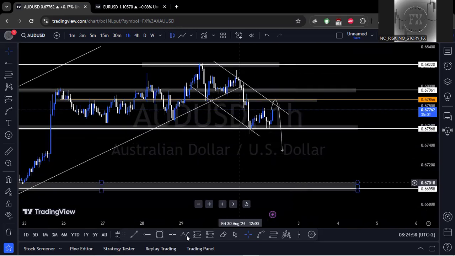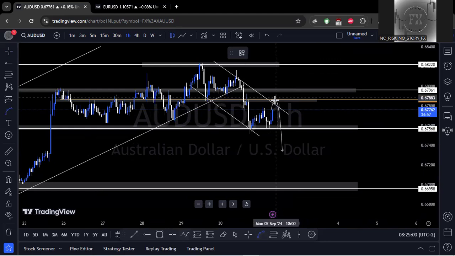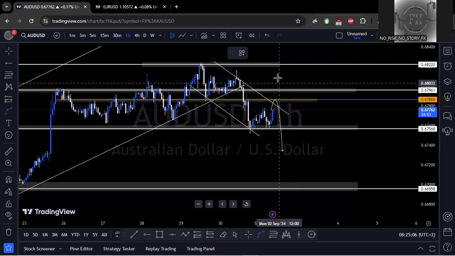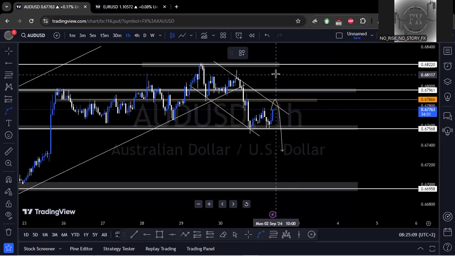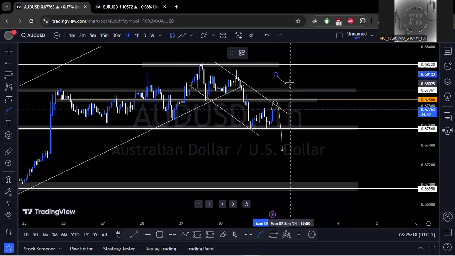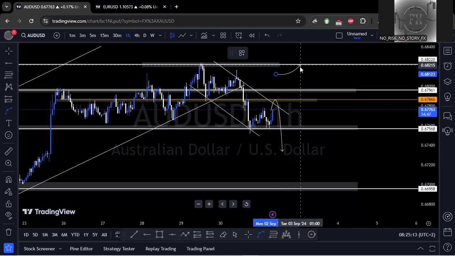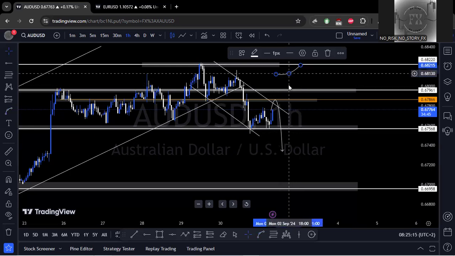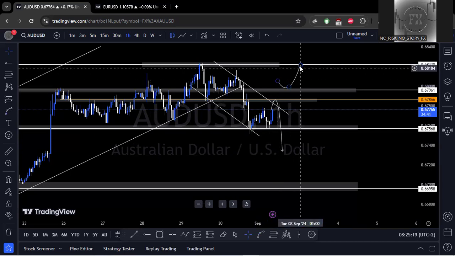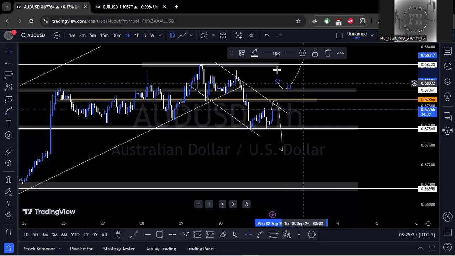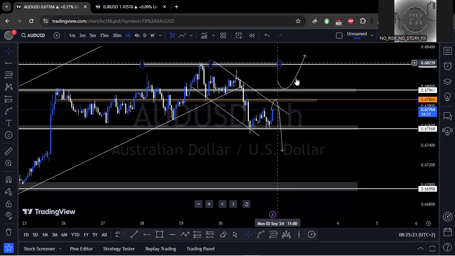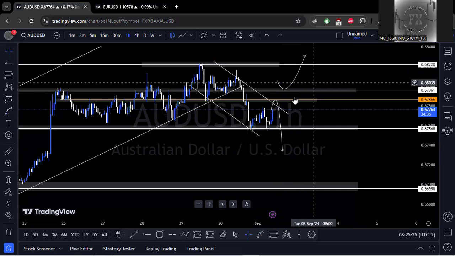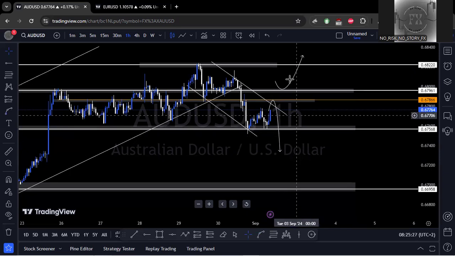Or the market can break above this area, and that's where it will have more power to push above here and break this high, to continue with the buys.